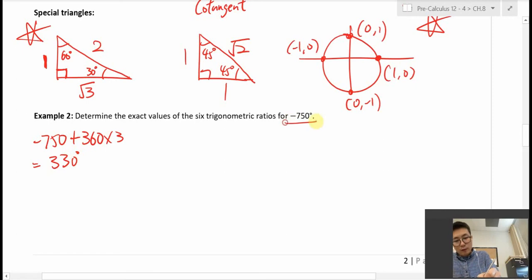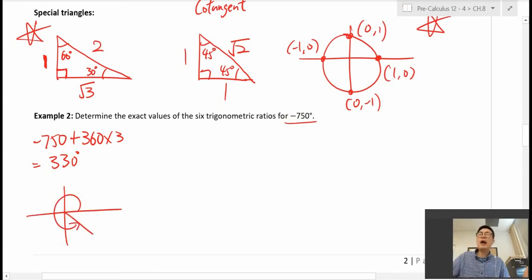That means negative 750 is equivalent to this angle right here. I shouldn't say equivalent, but a lot of the properties will be equivalent because they share the same terminal arm. Now if this is 360, what is the reference angle? If this is 360, that's one full rotation, so if that's 330, I have 30 left to go. So that's 30 degrees right there, and look at that, that's a special triangle. This is 30, this is 60.